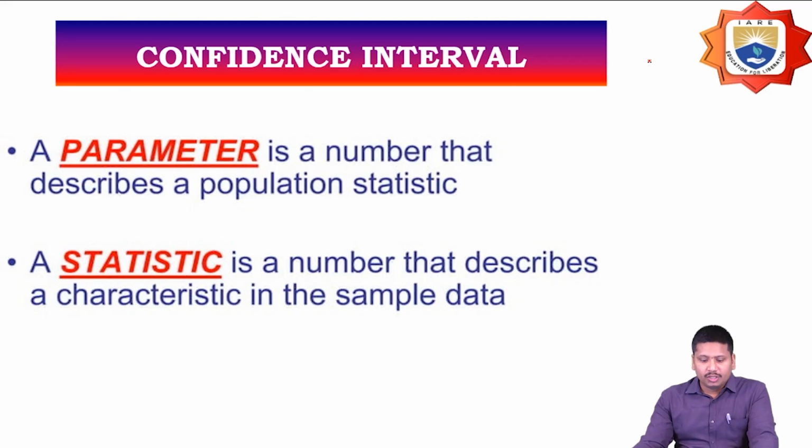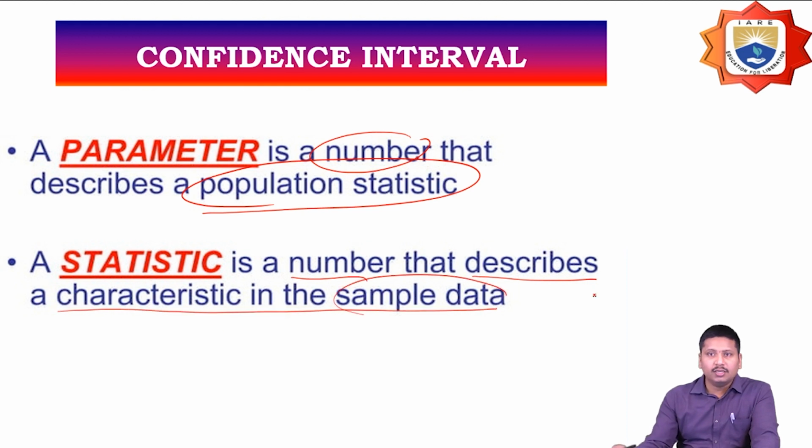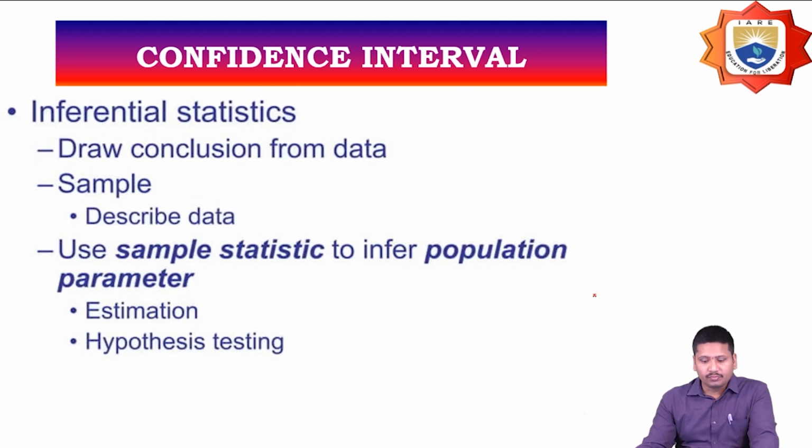So before going to see that, what should be a parameter? A parameter is nothing but a number which describes the population statistic. And a statistic should also be a number which describes the characteristics in the sampling data. So the parameter is the number which describes the population, whereas the statistic is a number which describes the characteristics in the sampling data.